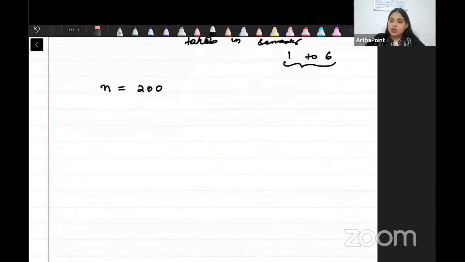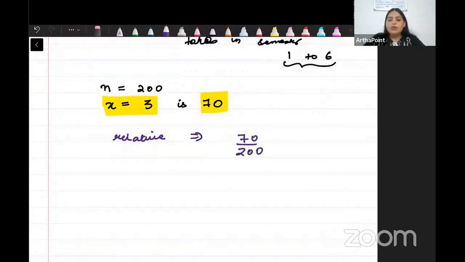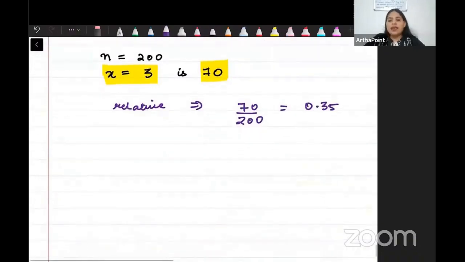And now I am telling you that the frequency of X equal to 3 is 70. Understand this: there are 70 students who have taken 3 courses. Can you tell me what will be the relative frequency of these students? Yes, 70 divided by 200, which will be 0.35.